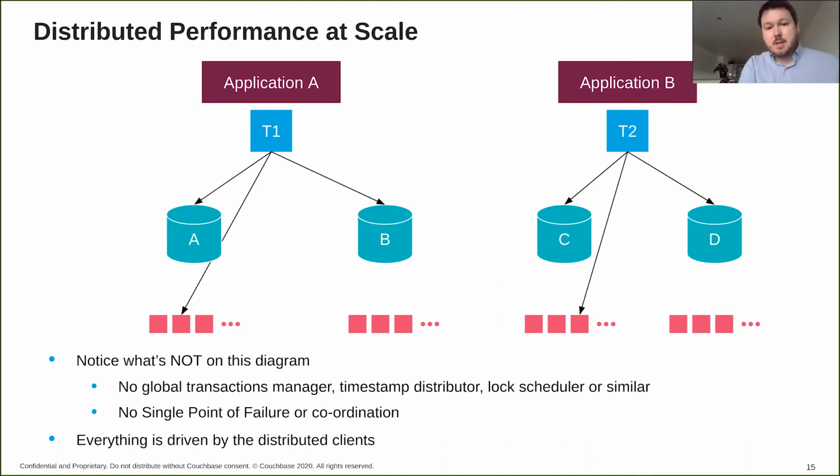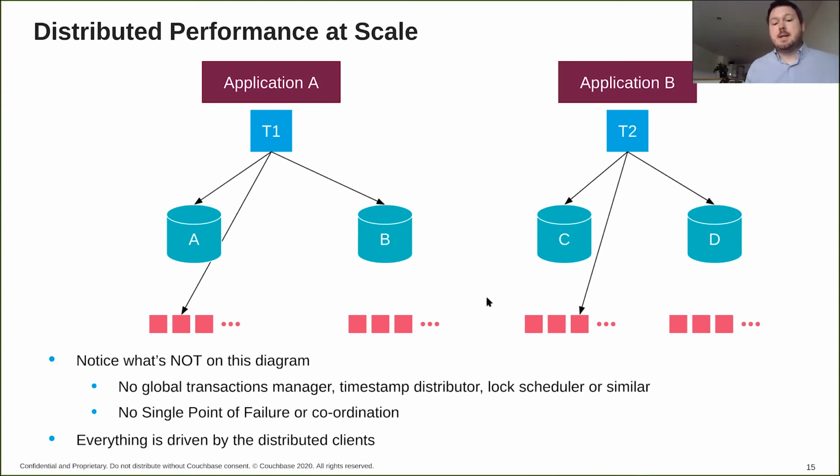We've seen one transaction taking place there, but let's scale it up a tiny bit and now look at a 4-node cluster with a couple of applications running against it. So application A is performing this transaction and it's writing to documents on A and B, and it's going to write to an ATR document on node A because the first mutated document is on node A as well. Application B is doing a second transaction and it's writing to a completely unrelated set of nodes. It's writing to documents on C and D.